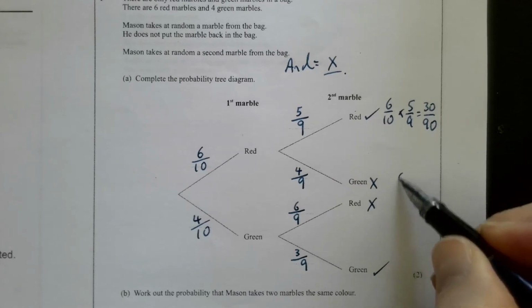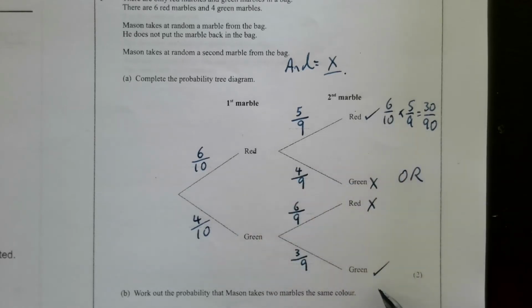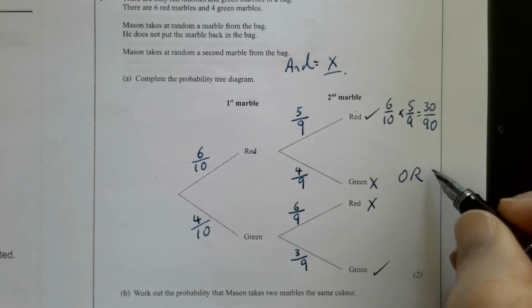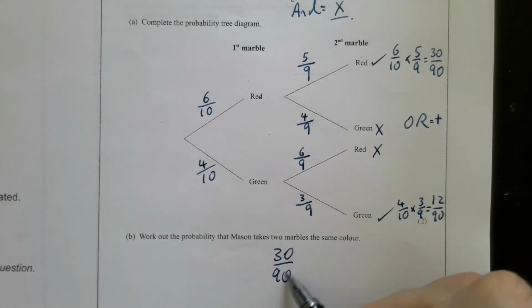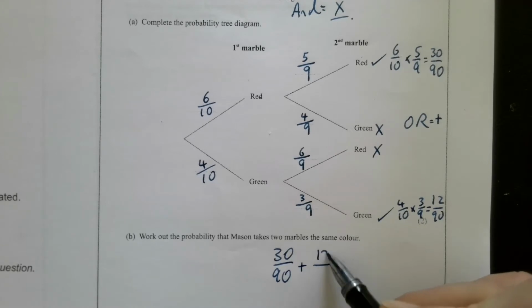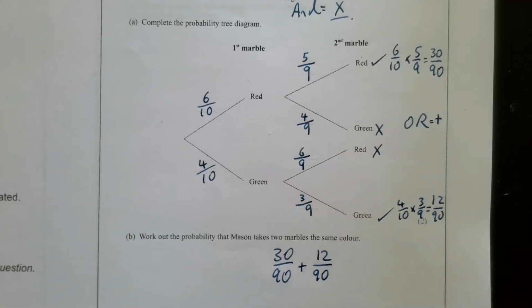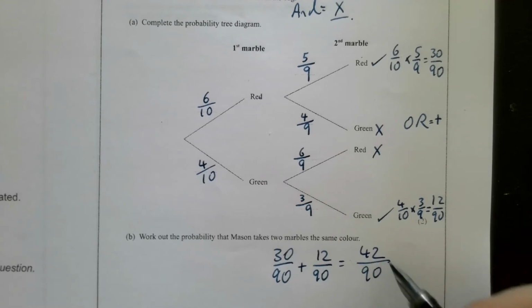And then we're going to need or, because it could be 2 reds or 2 greens, and or means add. 4/10 multiplied by 3/9. We're still going to have 90 as our denominator. 4 times 3 is 12. So that means the probability of getting 2 marbles the same colour is 30 out of 90 for 2 reds, plus, less likely but still quite possible, 2 greens, 12 out of 90. Add those together, our denominator stays the same, and we go up to 42 out of 90.